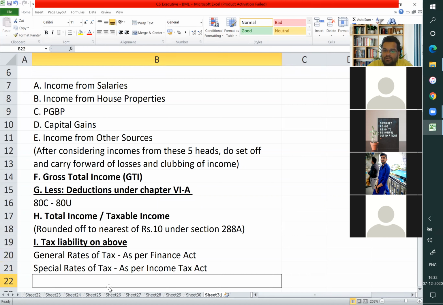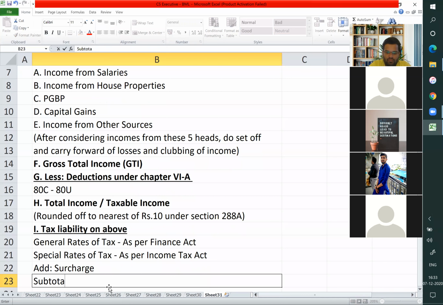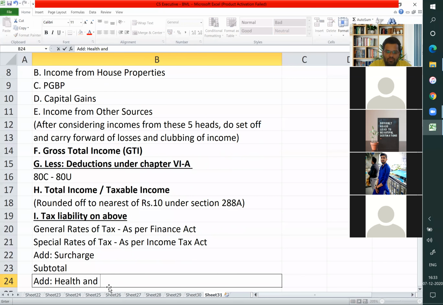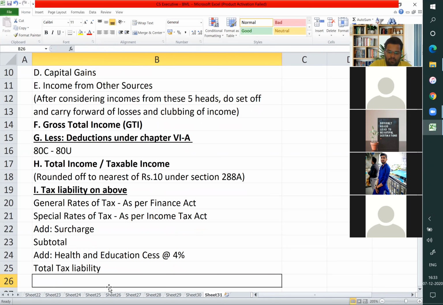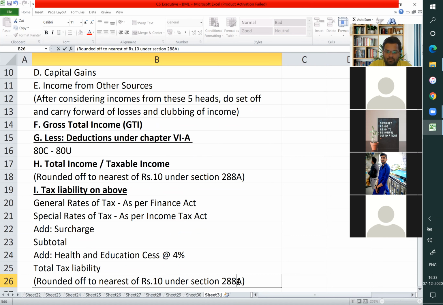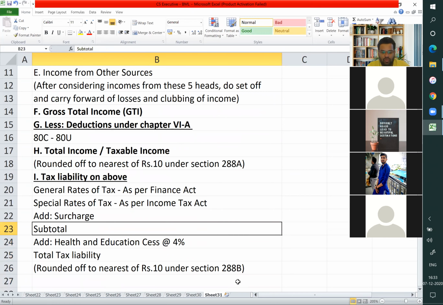Have you done writing till this point? Once you are done, now do this also. Once you do this step, it's okay if you don't understand it as of now.